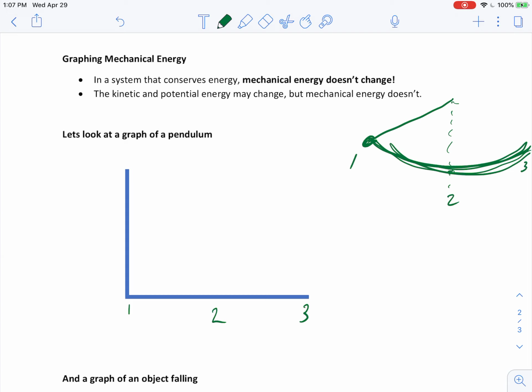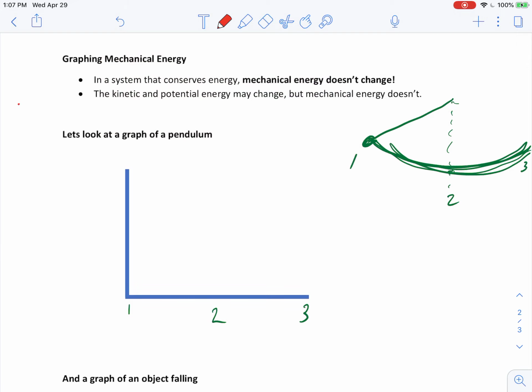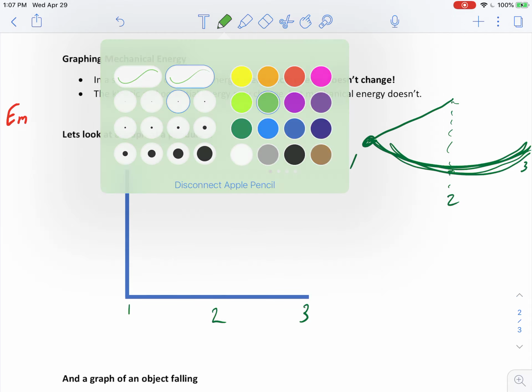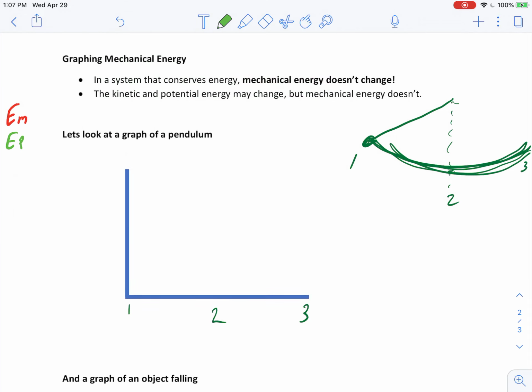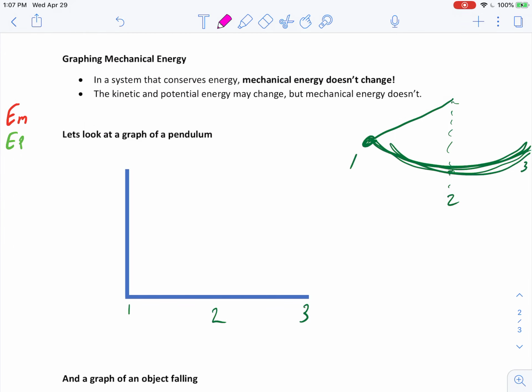Now I wanted to have 3 different types of energy. We have EK, EP, and mechanical energy. So I'm going to make different colors for each one. For mechanical energy, I'm going to make it red. For potential energy, I'm going to make it green. That's gravitational potential. And for kinetic energy, I'm going to make it pink.